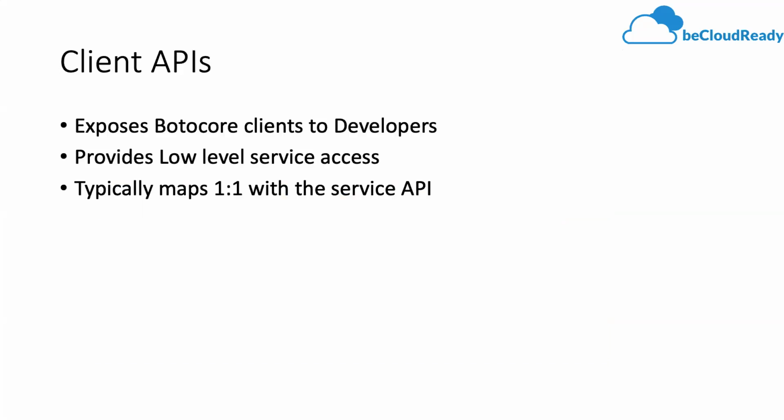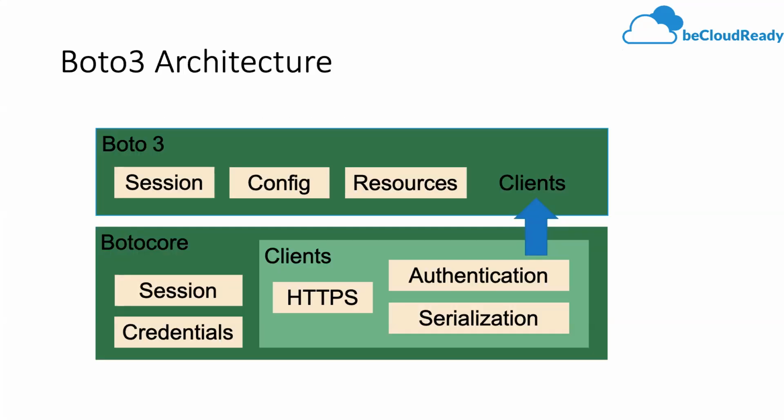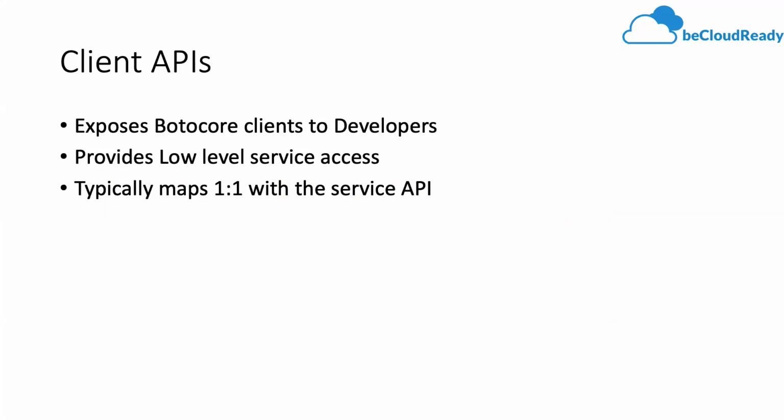In this session, we will be talking mostly about two types of API. One is clients and one is resource APIs. So what are the client APIs? Client APIs expose the Botocore client to the developer. It means you have one-on-one access to the API, and it also provides low-level service access. It means it is more granular in control.